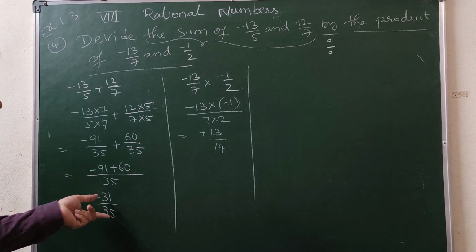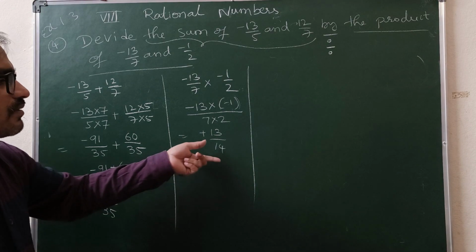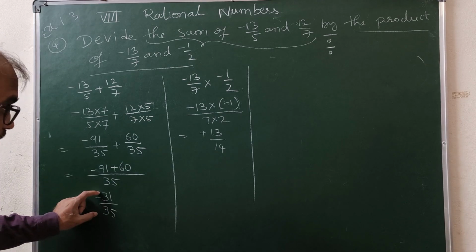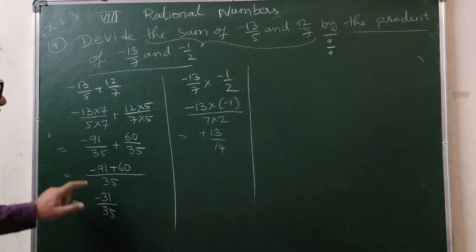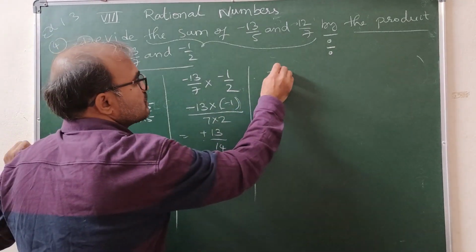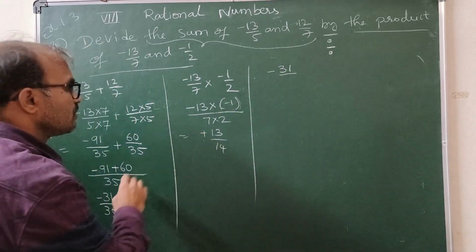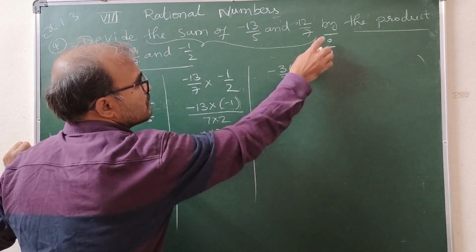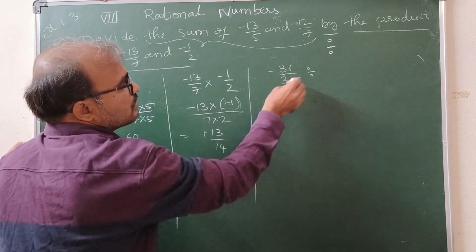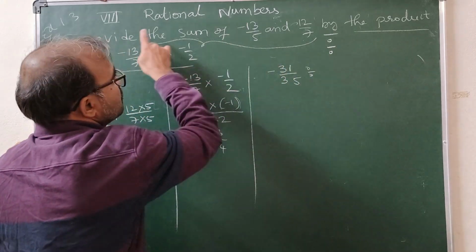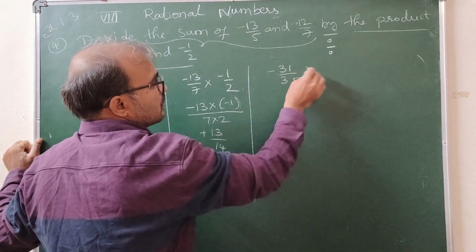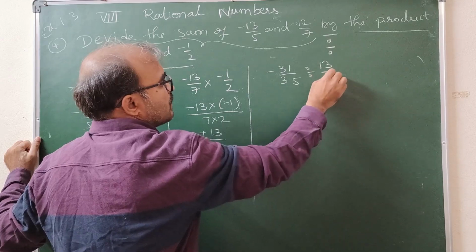Now division. Division of this number by this. So simply you write the sum we got, no? So therefore required division is minus 31 by 35. So by the symbol of division, here we got the sum, here we got the product. So divide this sum by the product, which is 13 by 14.